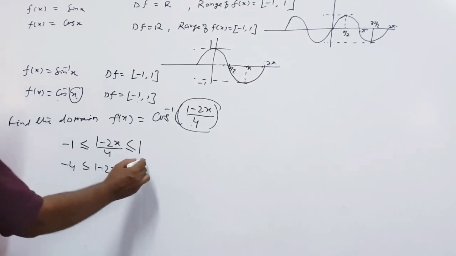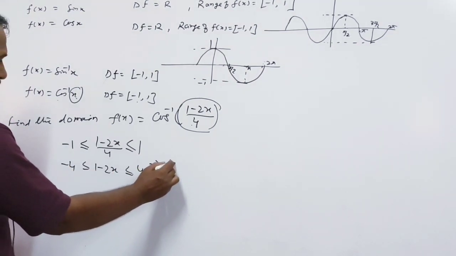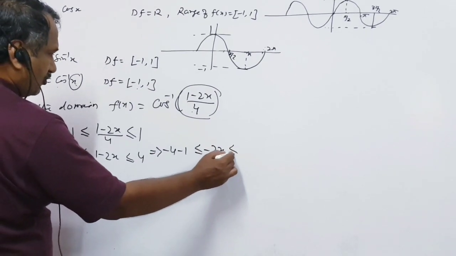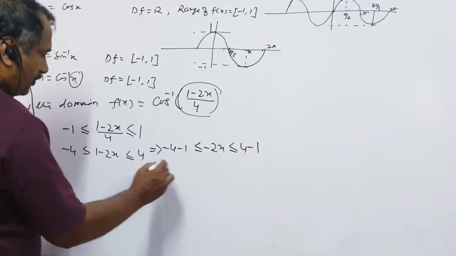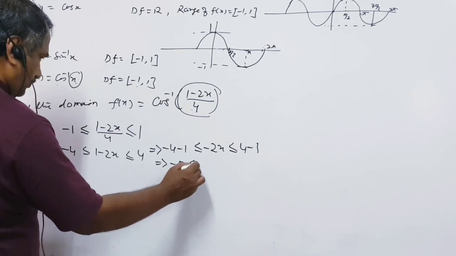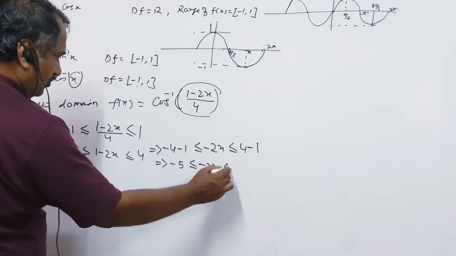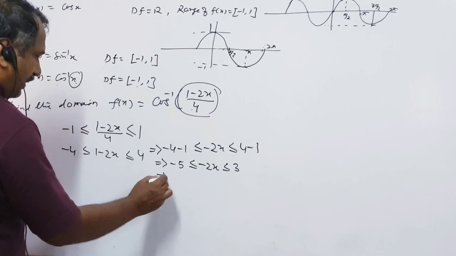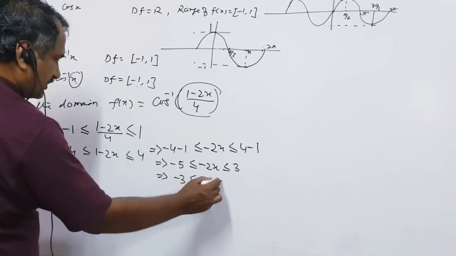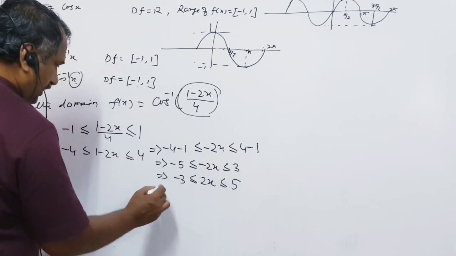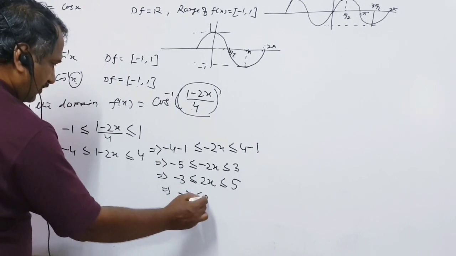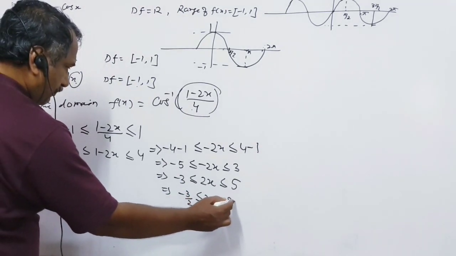Now you need to subtract 1: -1 ≤ -2x ≤ 4 - 1, which implies -5 ≤ -2x ≤ 3. If you multiply by -1, it becomes -3 ≤ 2x ≤ 5. If you divide by 2, -3/2 ≤ x ≤ 5/2.